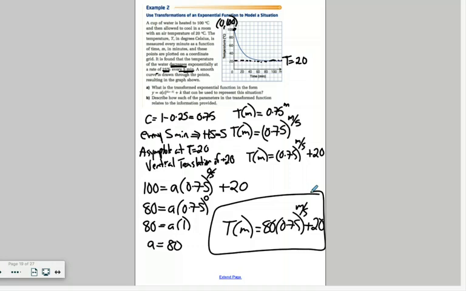Okay? And again, as we've been going through, we have been solving part B. We have been describing how each of the parameters in the transformed function relates to the information provided, right? This asymptote of 20 is that base room temperature. This 0.75 ratio is because it's decreasing at a rate of 25%, so you have 75% remaining. This m over 5 here is due to the fact that it's every 5 minutes, so you have that horizontal stretch. And this 80 is showing you the initial difference between the temperature that it is, 100, and the temperature in the room, which is 20.